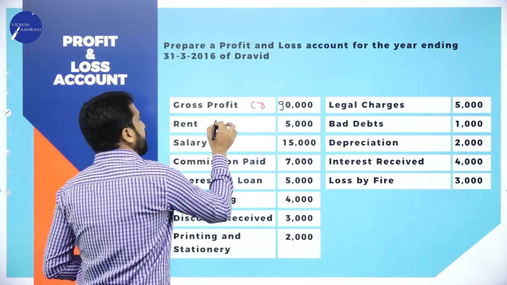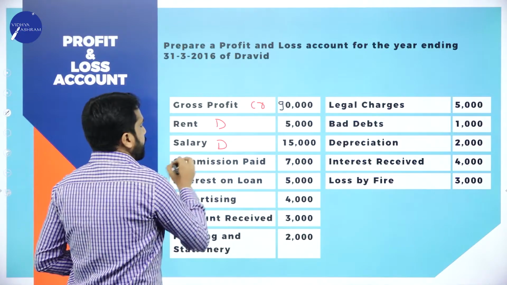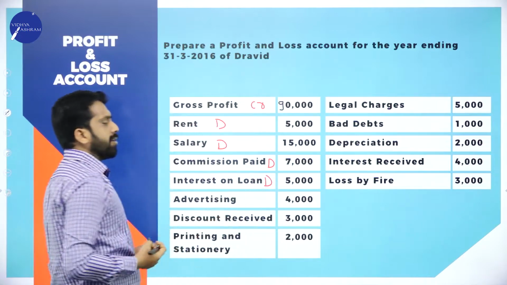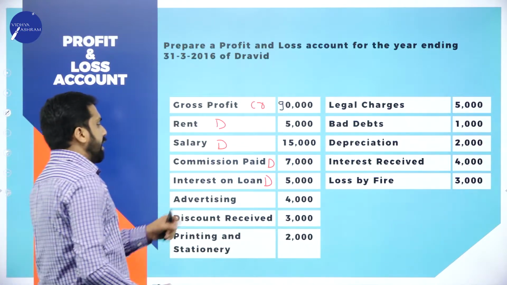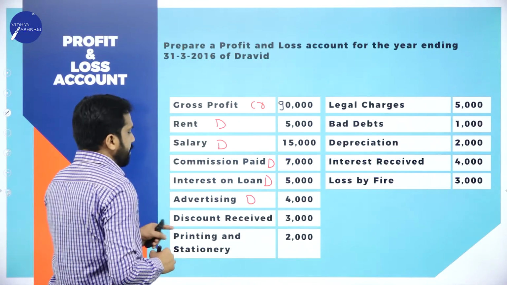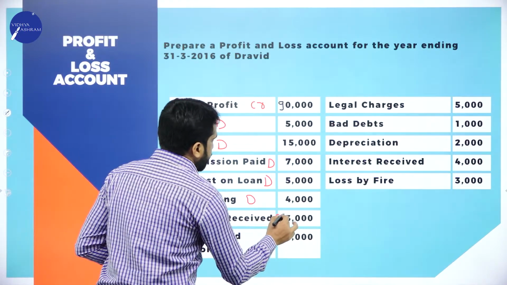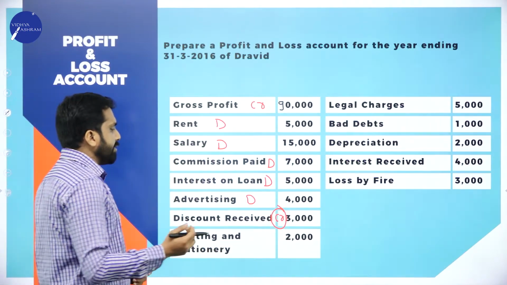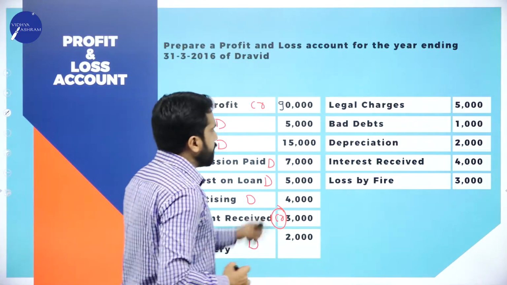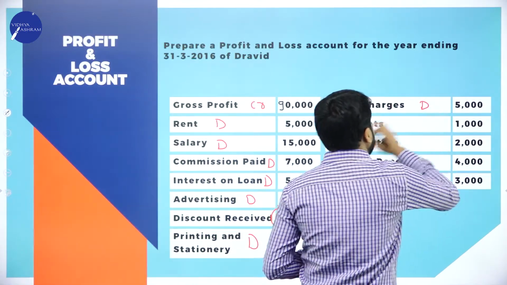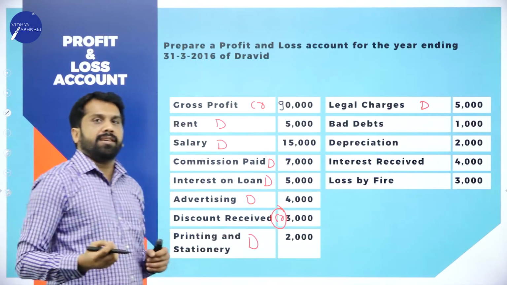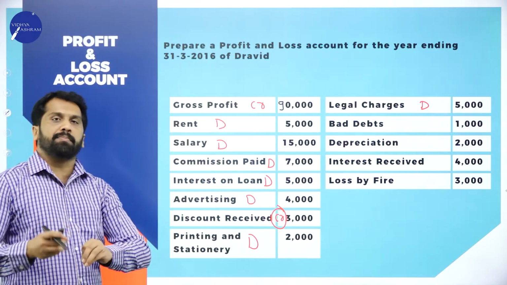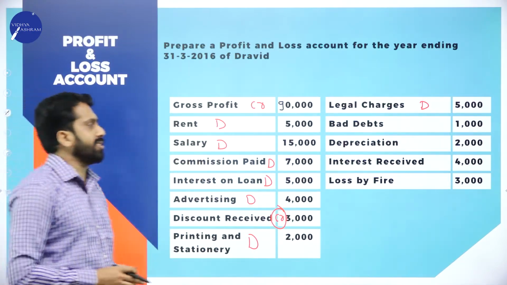Rent, you are paying, debit. Salary, debit. Commission paid, debit. Interest on loan, you have taken loan and now you are paying interest. Advertisement, you are paying, debit. Discount received, credit. Discount received is credit. Now, printing and stationery, debit. Legal charges, debit. What is the legal charges? In your business, you have appointed a lawyer. To lawyer, whatever payments you make, that is called legal charges.